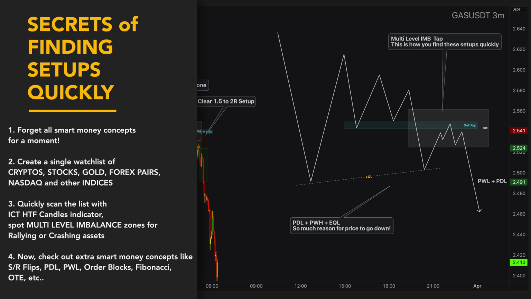This is the secret. Once you spot the multi-level areas, then you shall check out the market structure and targets and use all other smart money concepts. Targets like equal lows, equal highs, PDL, PWL, daily or weekly imbalances, or other concepts like SR flips, Fibonacci, optimal trade entries, and so on. All these come later as secondary steps. So the first thing you shall do, spot the POI area with our beloved indicator. The rest of the smart money comes later.